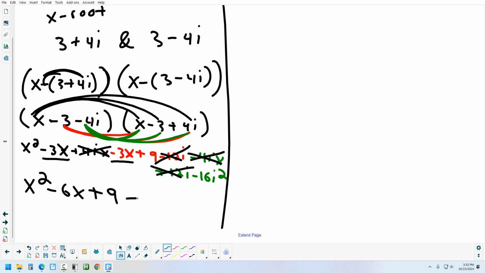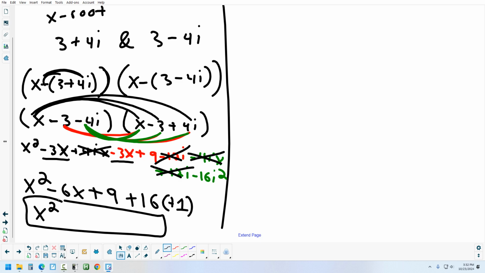And we have 16i squared. Do you remember what we said i squared was? Negative 1. Perfect. So really here, we're subtracting a negative, so that's going to become a positive. So what would we get for our final answer? It would be x squared minus 6x plus 25.